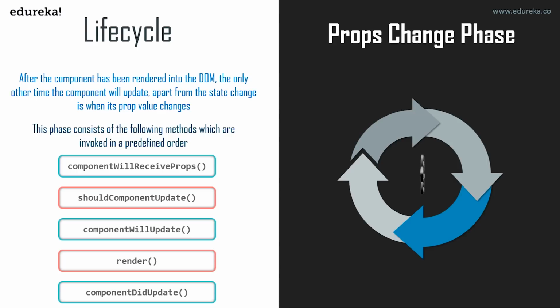Now, what are the various methods which get invoked in this particular phase in a predefined order? Component will receive props, should component update, component will update, and component did update. Of course, render is a common method in every phase of the life cycle of a React application.